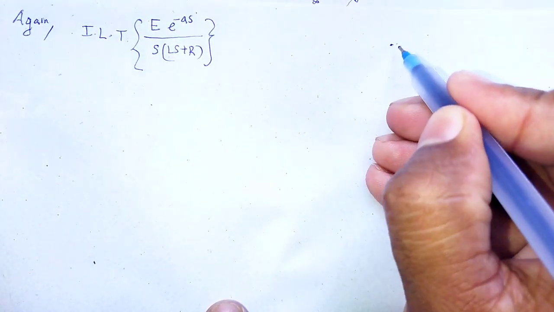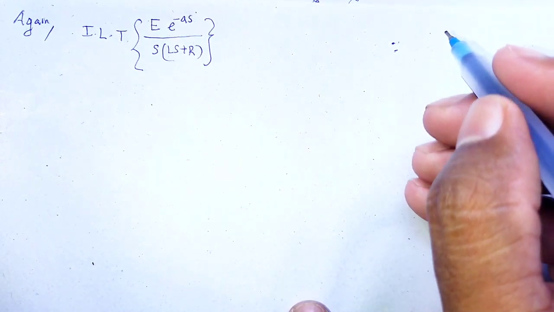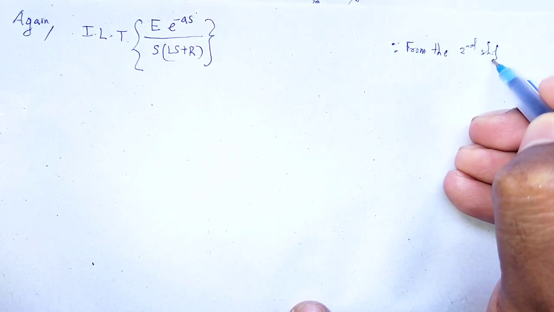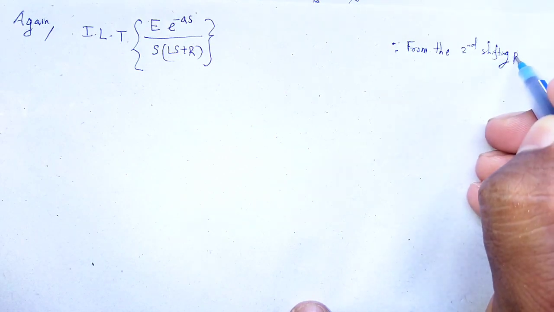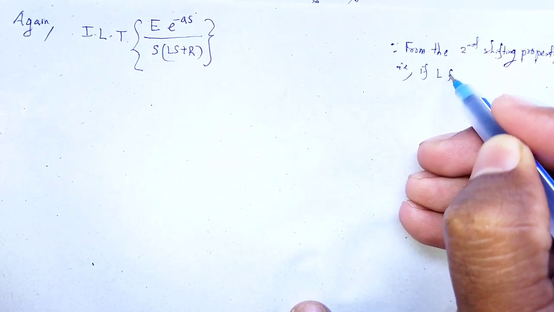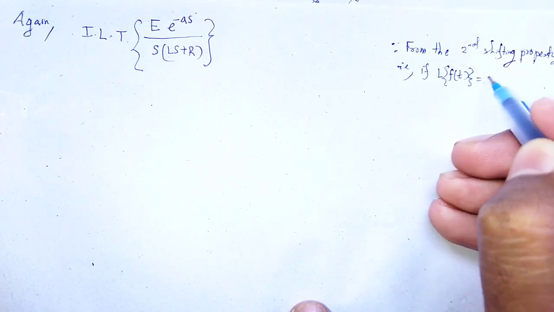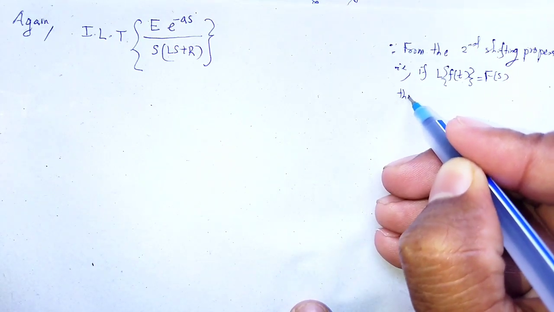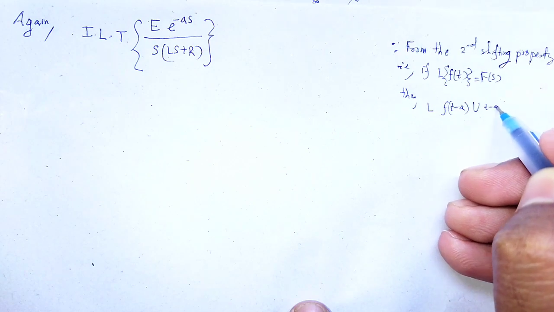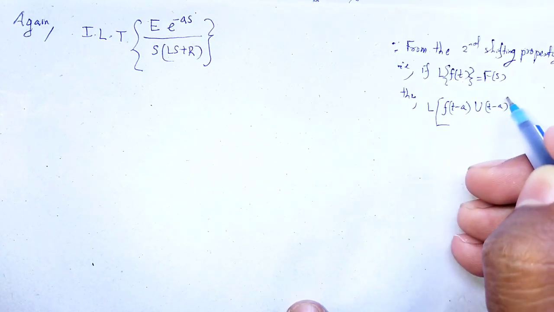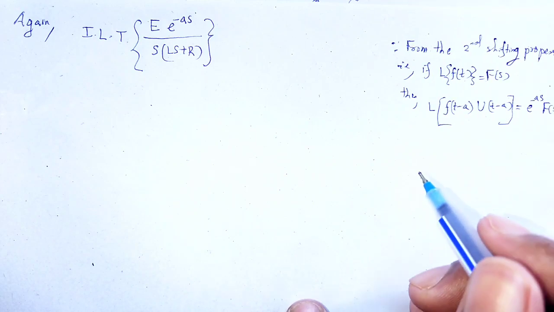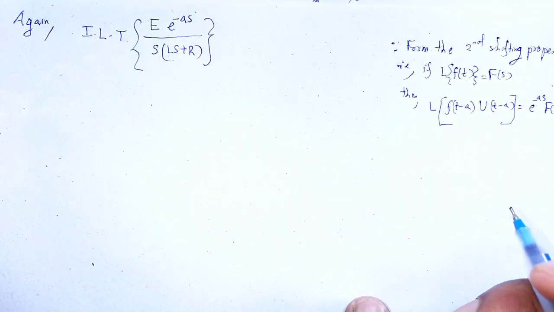As you know, from the second shifting property, that is, if Laplace transform of the function f of t is equal to F of s, then Laplace transform of f of t minus a into u of t minus a is equal to e to the power minus as F of s. That is the second shifting property in Laplace transform.